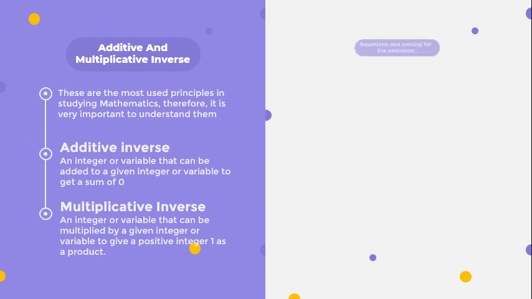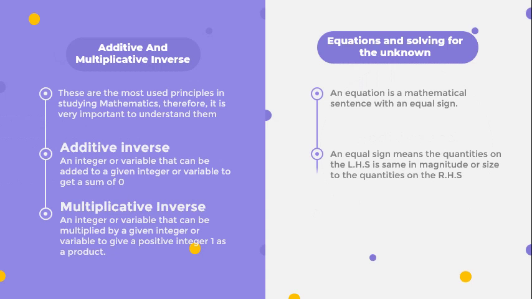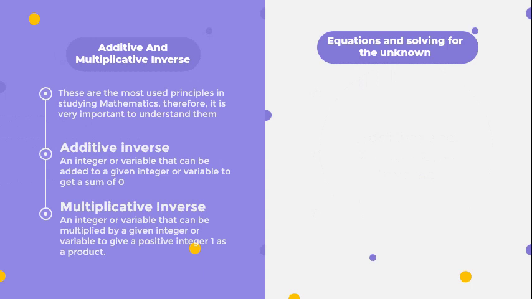Now, since we are talking about the unknown, we come now to equations and solving for the unknown. So an equation is just a simple mathematical sentence with an equal sign. So when you see an equal sign, just know that it's an equation there. And then an equal sign means the quantities on the left-hand side are the same in magnitude or size as the quantities on the right-hand side. That's what it means. If the left-hand side is changed, then the right-hand side also has to be changed by the same amount, because if they are not changed, they will not balance.